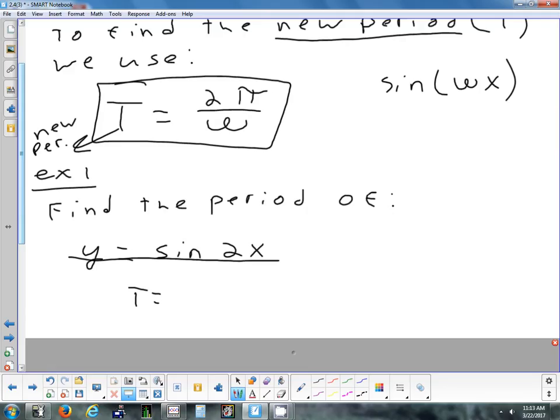In this equation, what number is taking the place of omega? 2. Okay, so 2 is not the period. 2 is just what goes in the bottom of the fraction to find the period. What goes in the top? 2 pi. So a lot of people on the test make the mistake of writing the period as 2. 2 is just what goes in the bottom.